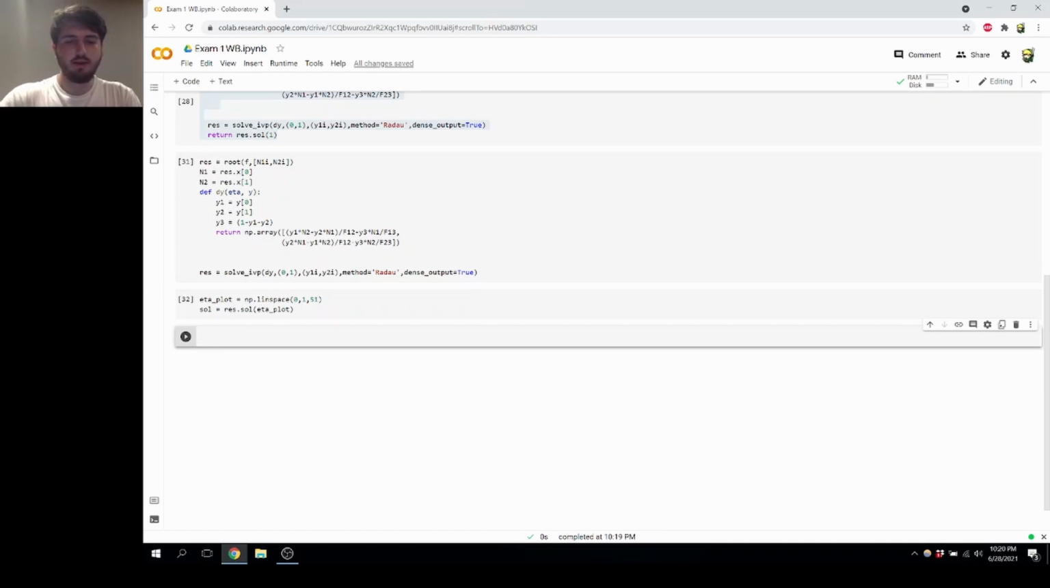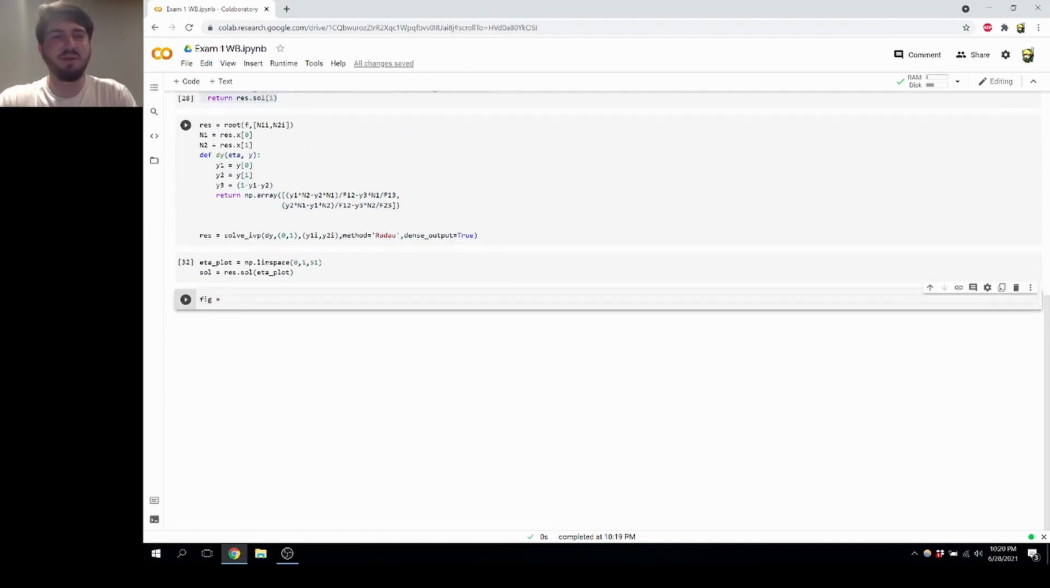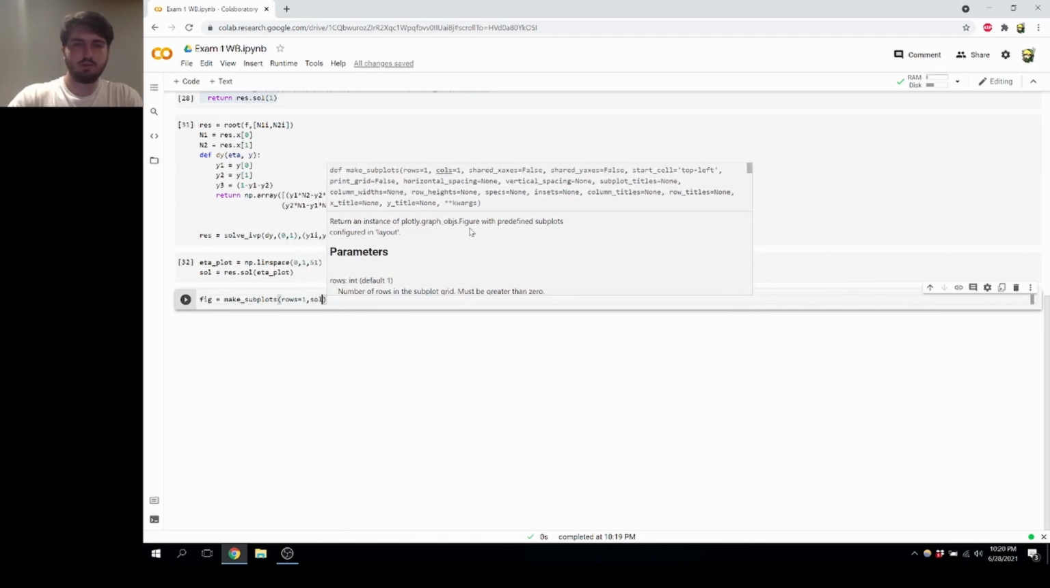So we can have fig as our variable that we're going to be using for the subplots. And thank goodness, again, we have make subplots. We imported that from Plotly. It's really great what Python can do. So we're going to make subplots, and we're going to have the rows as 1 and the columns also at 1.